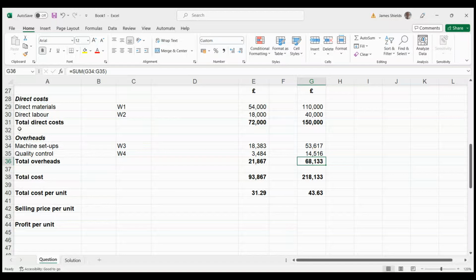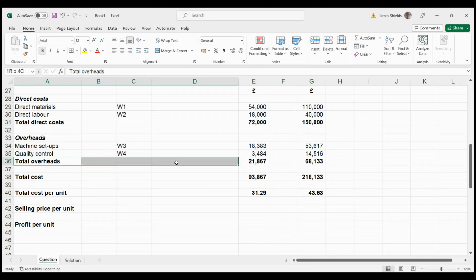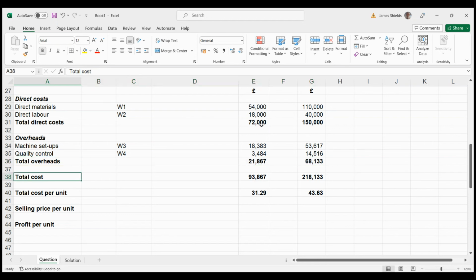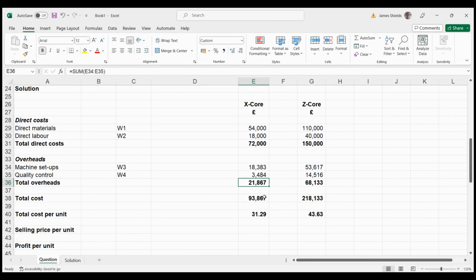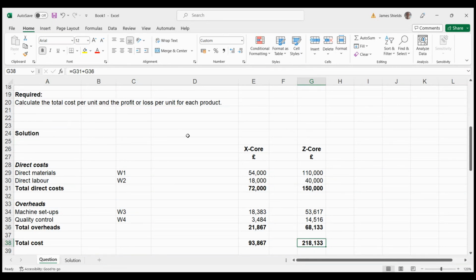So now we've got our total direct costs, which was direct materials plus direct labour, and the total overheads, which were the machine setups and the quality control. So the total cost overall is the total direct costs plus the total overheads, and for X core that comes to £93,867, and for Z core it's 150,000 plus 68,133, getting a total cost of 218,133.